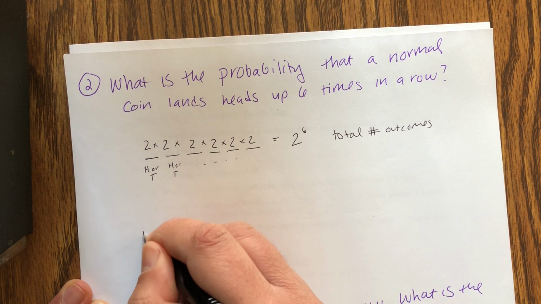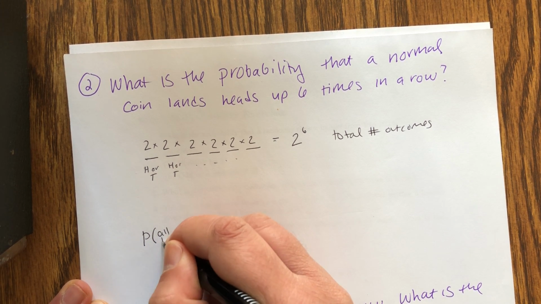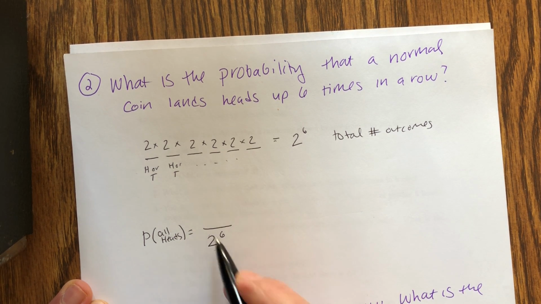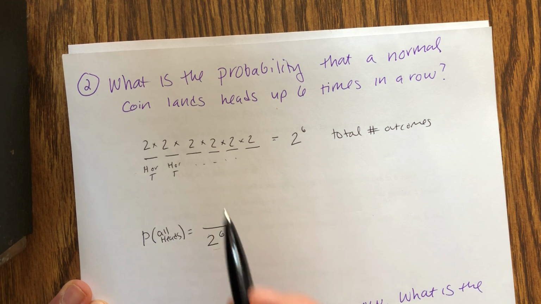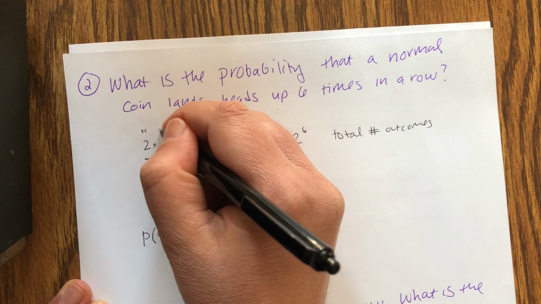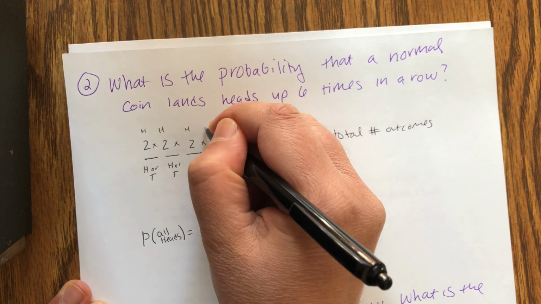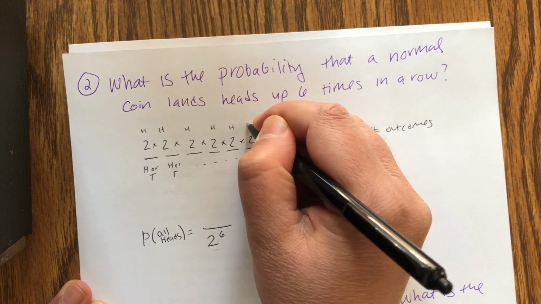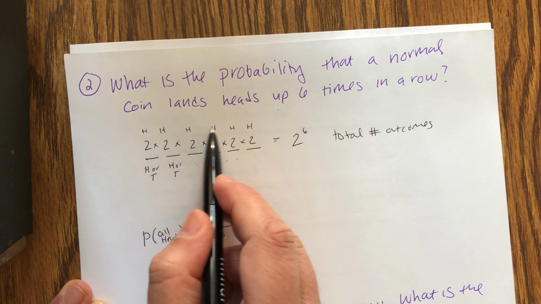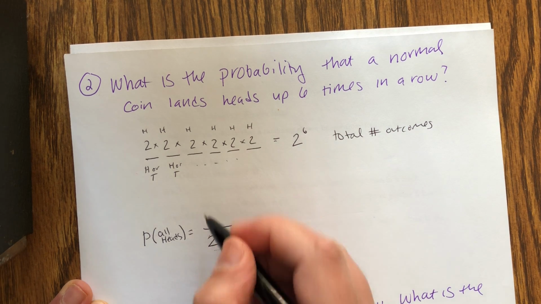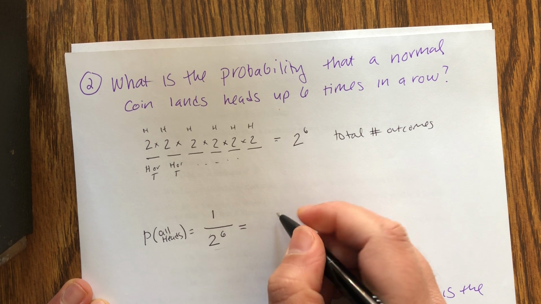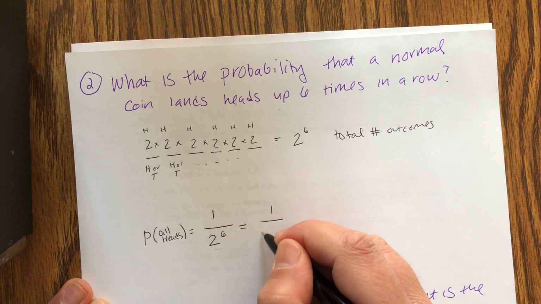Right, so the probability that you get all heads is the number of favorable outcomes divided by the total number of outcomes, which is 2 to the 6th. Well, the only favorable outcome here is if we definitely flipped heads the first time, and we definitely flipped heads the second time, and the third, and the fourth, all the way down the line. So there's only one outcome that we're looking for. It's the outcome where you actually flipped heads every single time. So this probability would be 1 over 2 to the 6th, or 1 over 64.